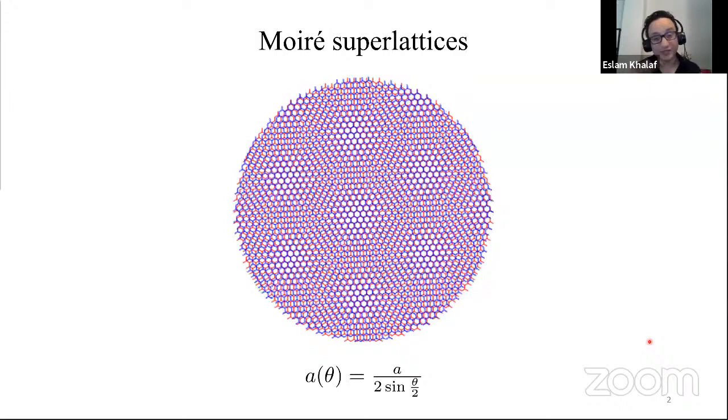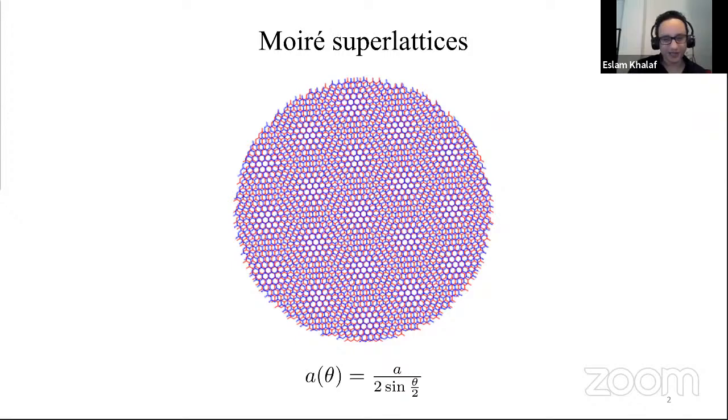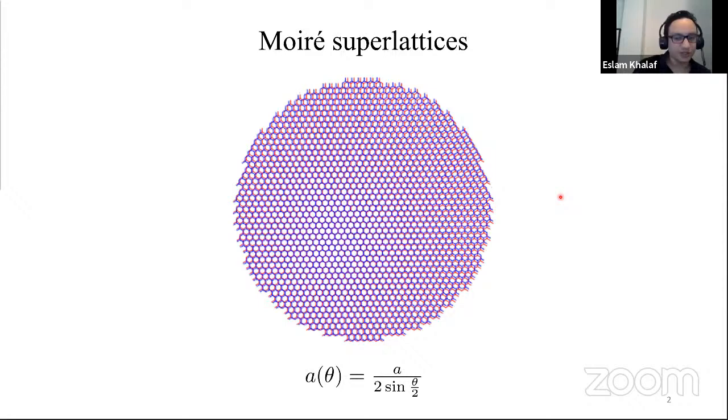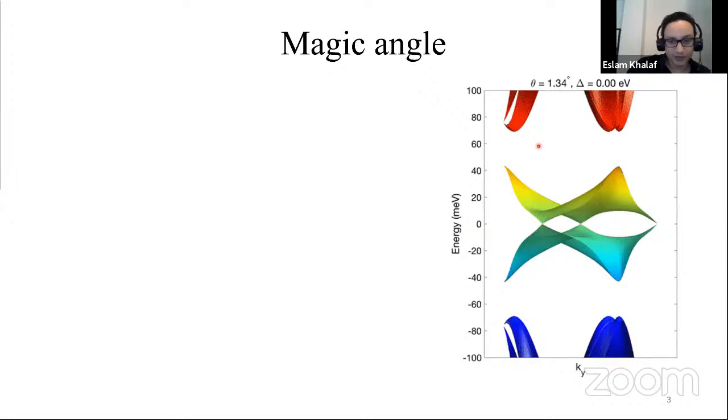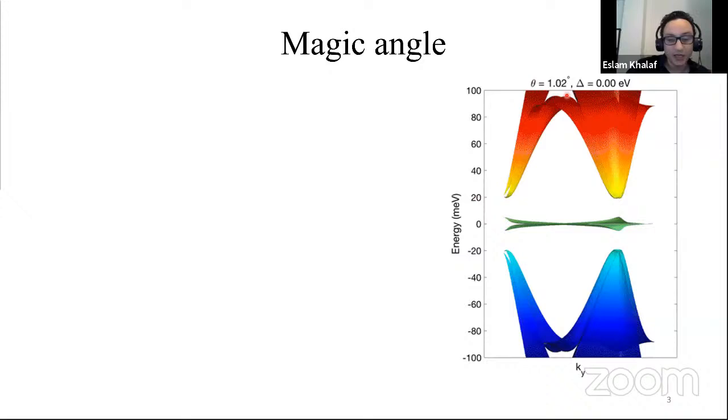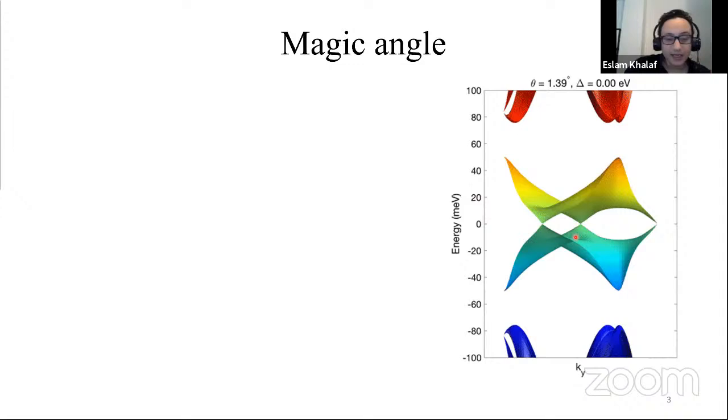And the first people who realized that you can use this tunability to do something very interesting were Bistritzer and MacDonald, who in a seminal work in 2011 computed the band structure of this system as a function of the angle. And this is what they saw. They found that as you change the angle, you hit a very specific angle around 1 degree, where a pair of bands become very flat. They almost have no dispersion. And they call this special angle the magic angle.